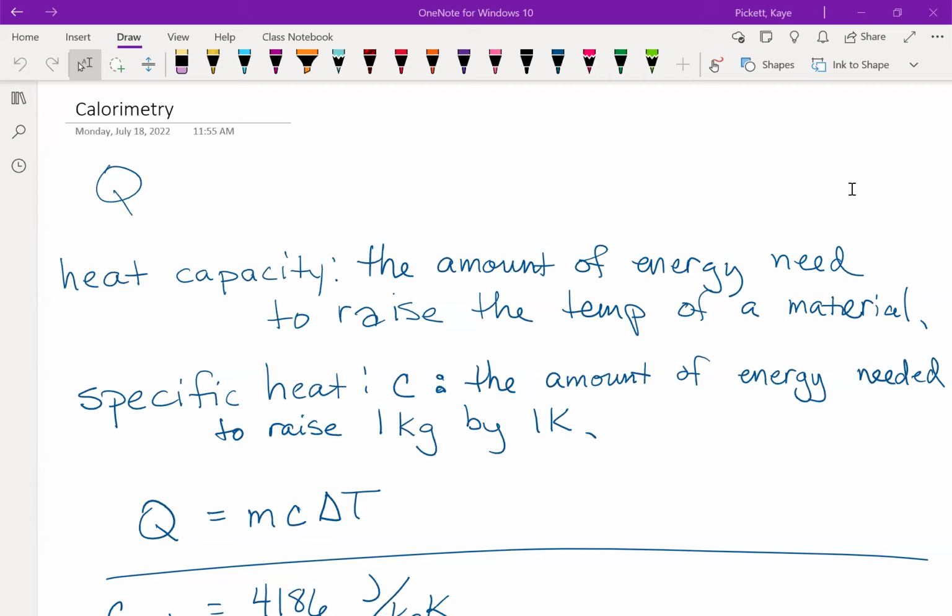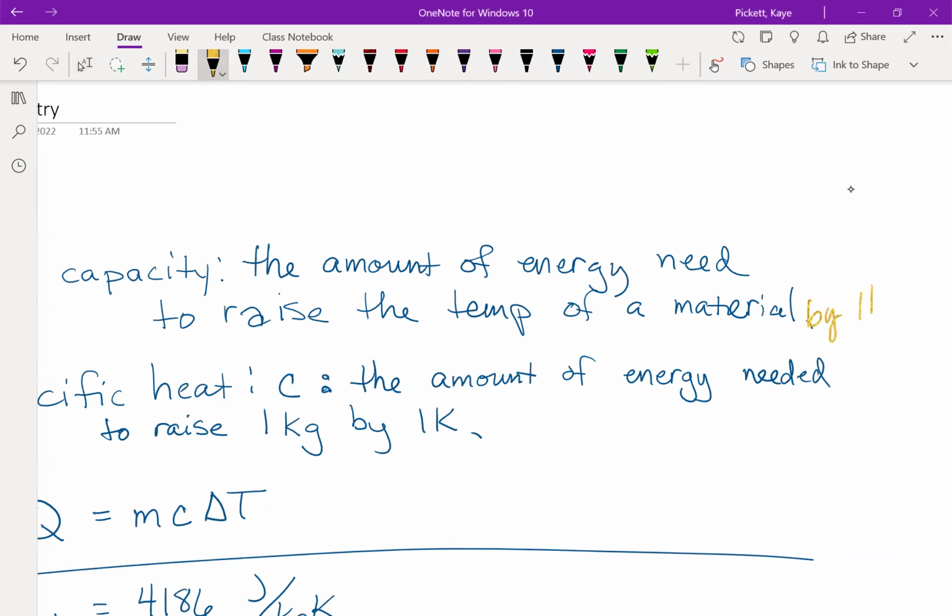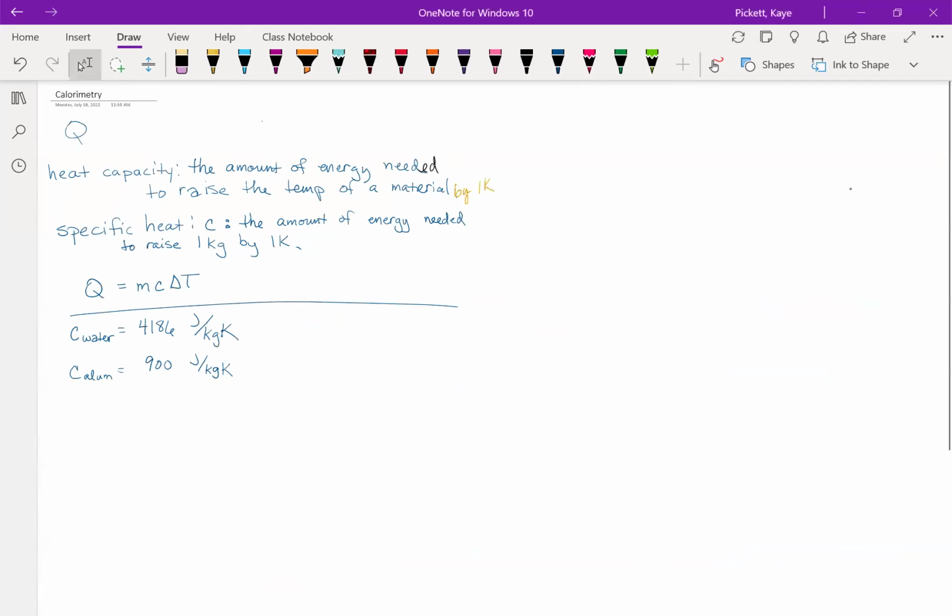One of them is heat capacity. And if you need to stop the video, I've got it written down here. It's not pretty or typed, but it's here. The heat capacity is the amount of energy needed to raise the temperature of a material by 1 degree Kelvin. So that's my heat capacity.